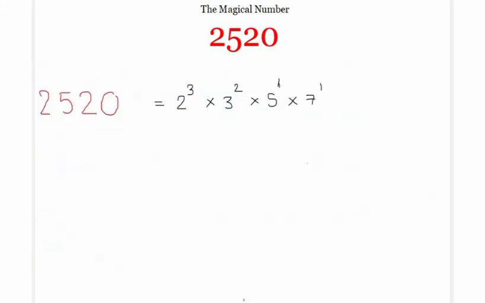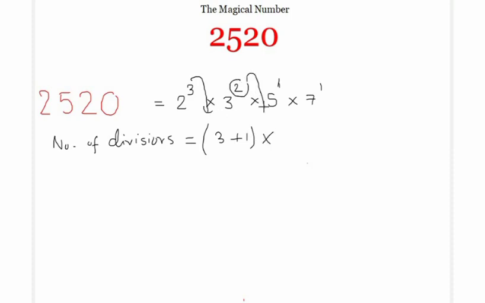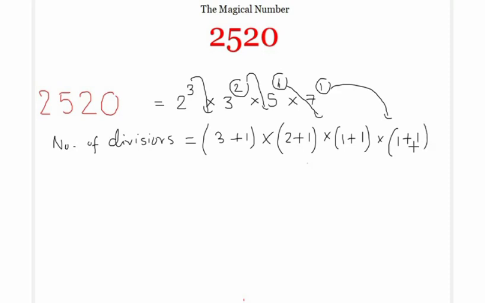How many divisors? Regarding the number of divisors, we can see that 2520 can be written as 2 cube into 3 square into 5 to the power of 1 into 7 to the power of 1. As a result, the number of divisors: what is the value? How many divisors? The number of divisors is 3 plus 1, so this power plus 1 into this power plus 1, so 2 plus 1 into this power plus 1, so 1 plus 1 into this power plus 1, so again 1 plus 1, which is the same as 4 into 3 into 2 into 2.